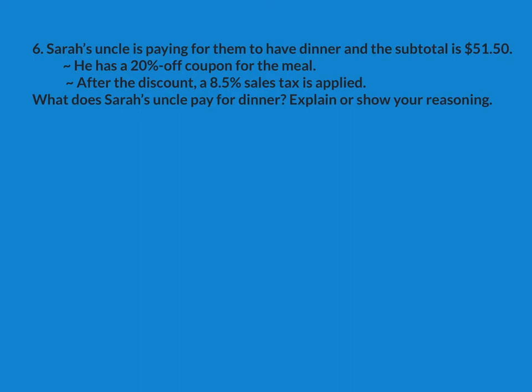Okay, so starting off, the subtotal is $51.50. He has a 20% off coupon. So our original is always 100. 20% off means minus 20. So that, of course, is 80%. 80%, if I move that decimal 2 places to the left, equals 0.8.